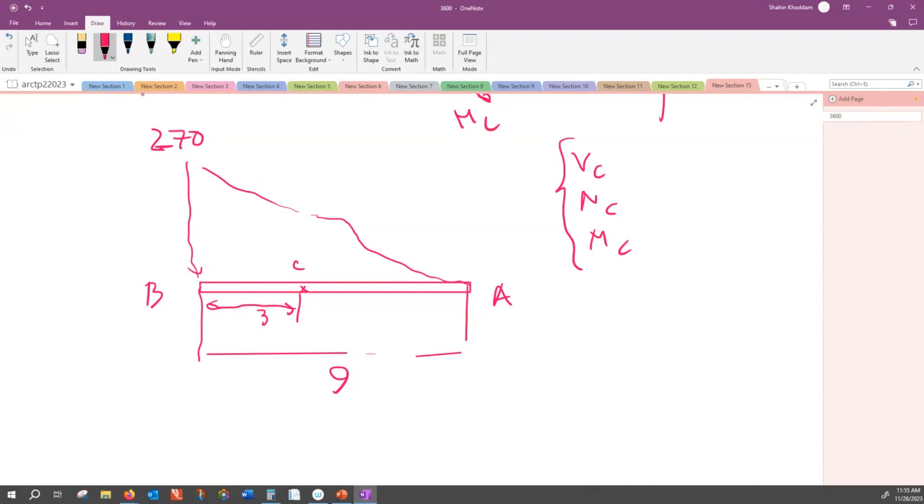Okay, so this is how I do it. It could be a little bit challenging, so I decide not to find the reaction at B. If I don't find the reaction at B, I need to take the right hand side. But with the right hand side, you only have a portion of the triangle. You don't have all of the triangle. Does that make sense? Yeah.